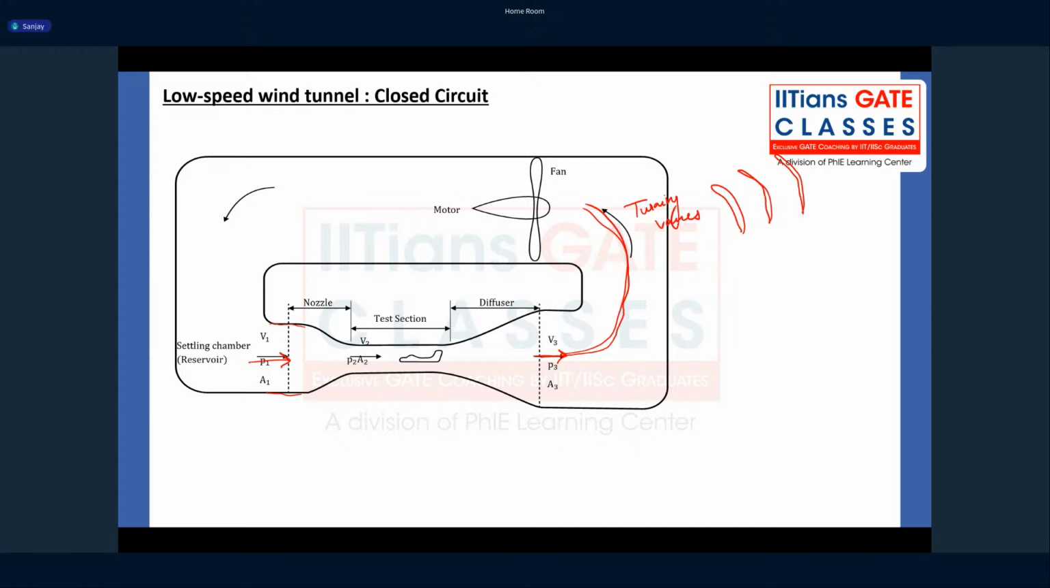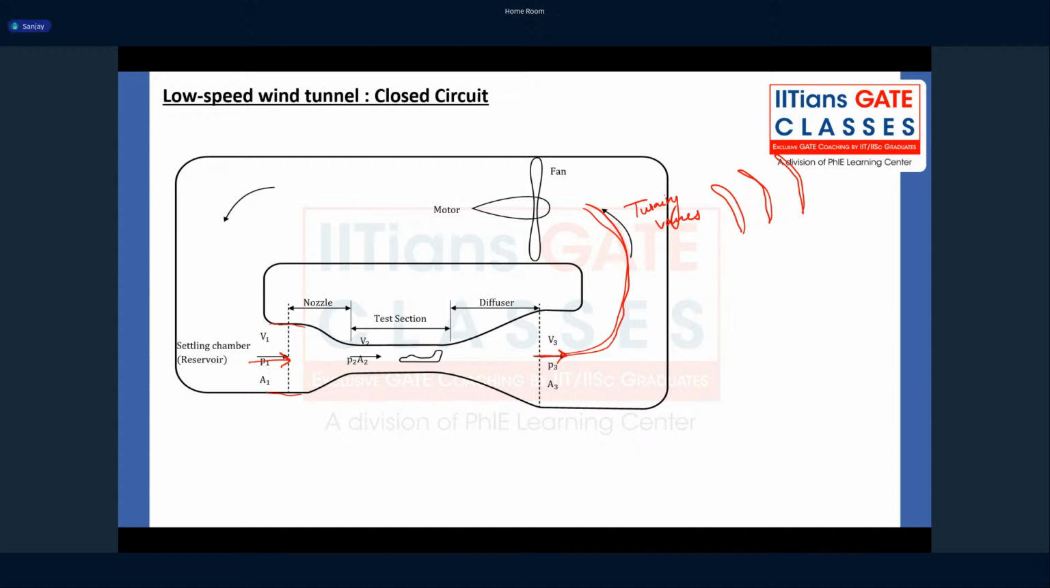Less wastage of energy. Not really wastage, but you have to power the fan, right? The fan has to run. The tunnel is not going to run without the fan, which is there in open circuit as well as closed circuit. But yes, the power requirements will be more in the case of a closed circuit tunnel. But what advantage do you see here in terms of the quality of the flow?